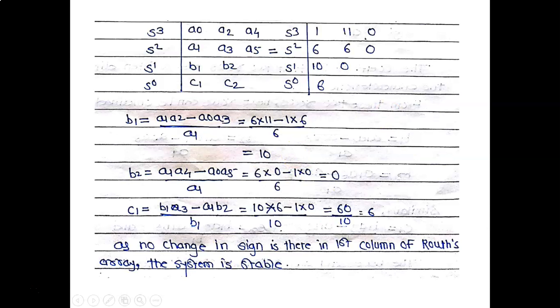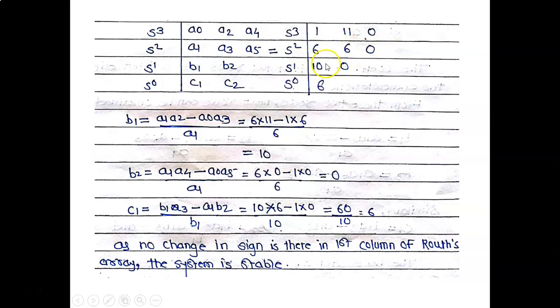Now, our standard array is s3, s square, s1, s raised to 0, with a0, a2, a4, a1, a3, a5, b1, b2, c1, c2. Now we will substitute the values of a0, a2, a4, a1, a3, a5. Therefore, for s cube, s square, s raised to 1, s raised to 0, we get 1, 11, 0, 6, 6, 0.